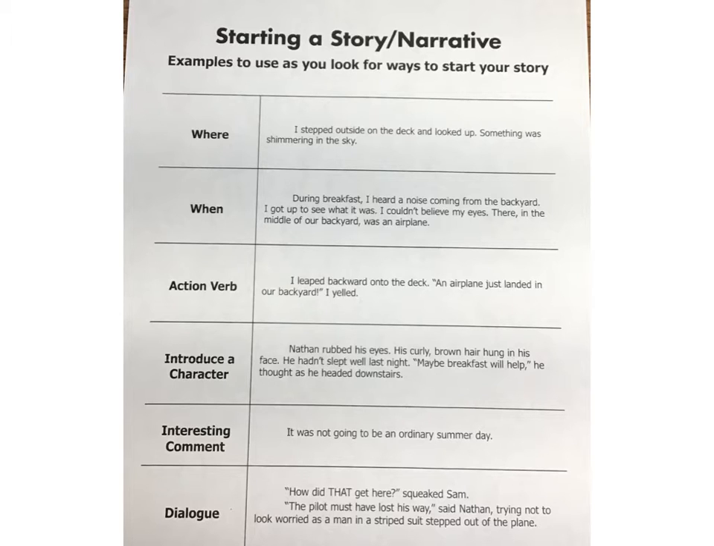So in this example, they gave this example up here. It says, I stepped outside on the deck and looked up. Something was shimmering in the sky. So this is kind of how they introduce their story. They're talking about where it took place. The next thing, it talks about when. When did this happen? In our turkey narrative, this is going to be before Thanksgiving. You get to decide when that time takes place. So that's the when. In this example on the board, it says during breakfast.